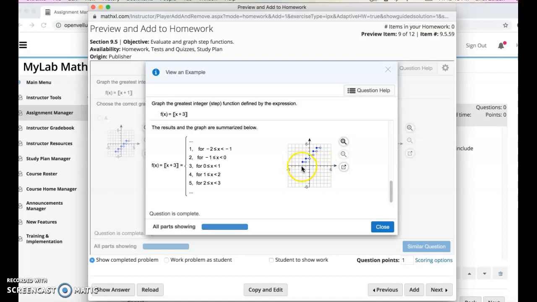So if it's between -2 and -1, your function is 1. If it's between -1 and 0, your function is 2, etc. Okay, so this hopefully answers your question.